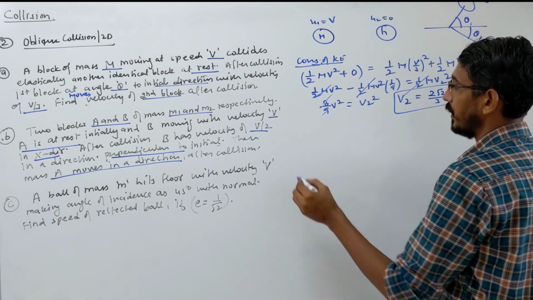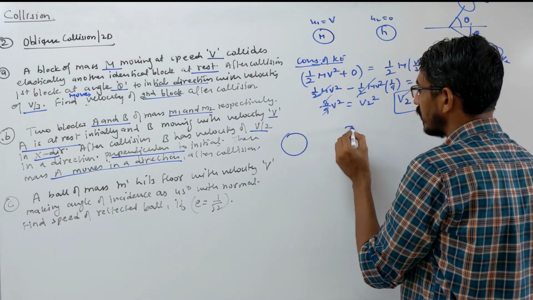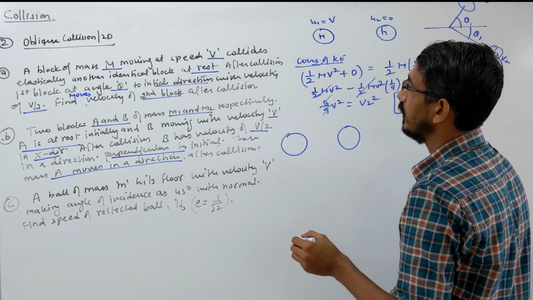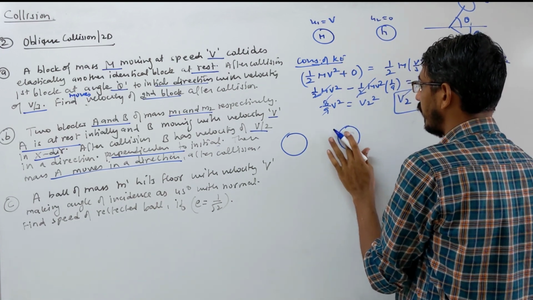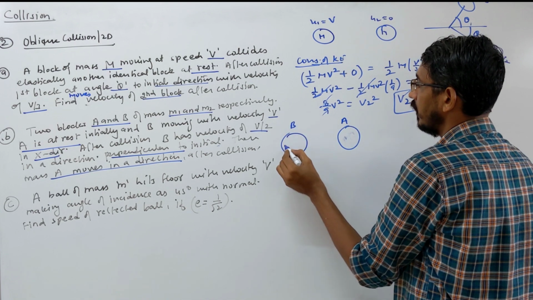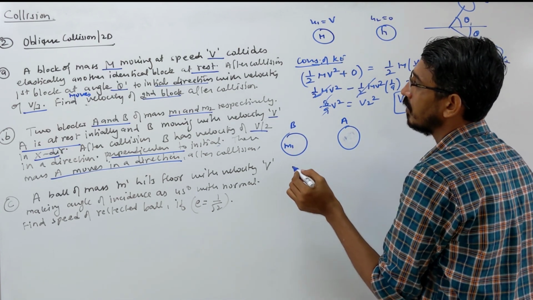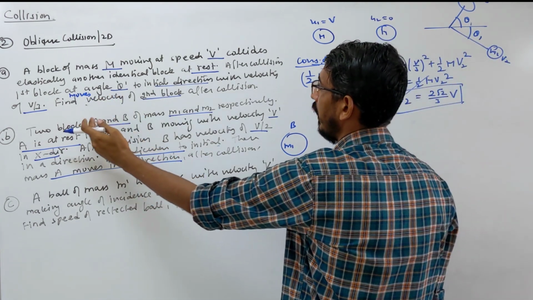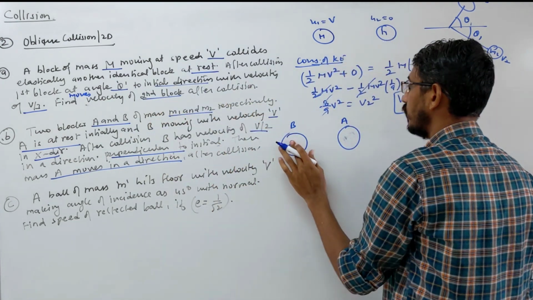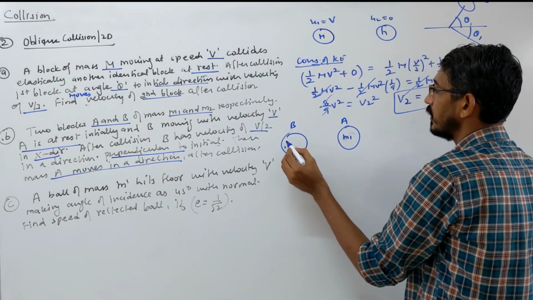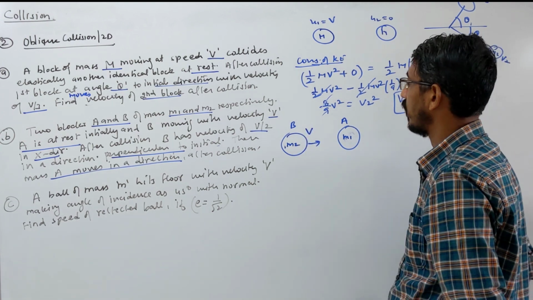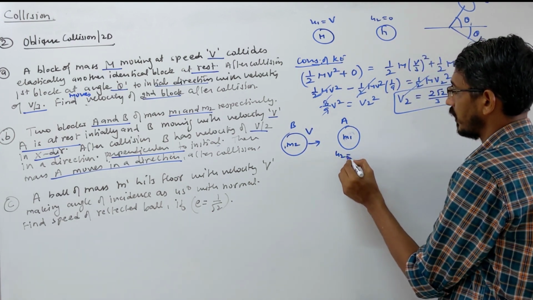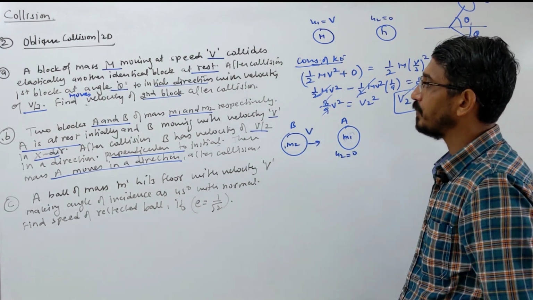So let's draw it here. This is one block, another block, and block A is at rest. Let's call this block A and this block B. Blocks A and B have masses m1 and m2. So this block has mass m1, this one mass m2. Block B was moving with velocity v, and this block was at rest. U2 is given 0, U1 is given as v.